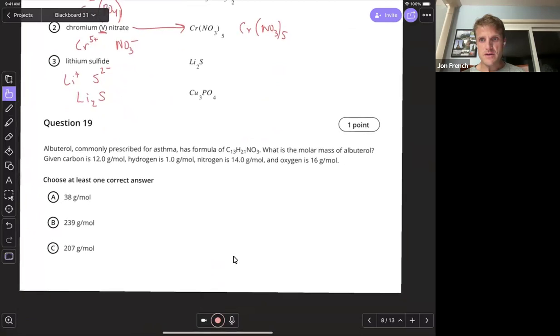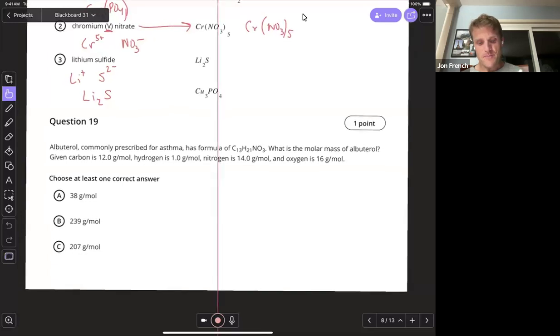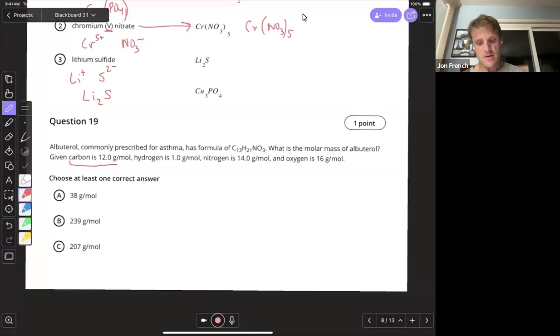All right, we'll do question 19. Albuterol, commonly prescribed for asthma, has the formula C13H21NO3. What is the molar mass of albuterol? For this, I even gave you, and I'll do this on the real exam, how much carbon is, how much hydrogen, nitrogen. Normally, you'd have to go to the periodic table and look these up.